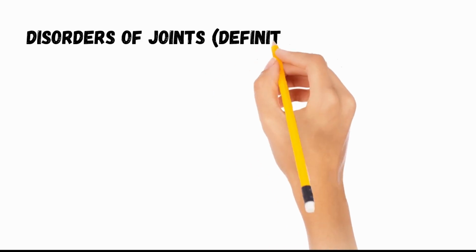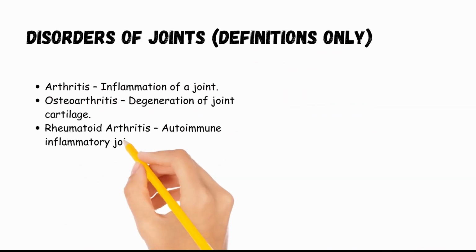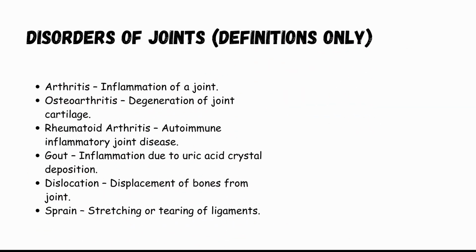Some common joint disorders include arthritis, inflammation of a joint; osteoarthritis, degeneration of joint cartilage; rheumatoid arthritis, an autoimmune inflammatory joint disease; gout, inflammation due to uric acid crystal deposition; dislocation, displacement of bones from a joint; and sprain, stretching or tearing of ligaments. These disorders can cause pain, swelling, and restricted movement.